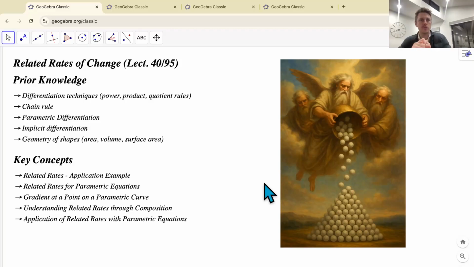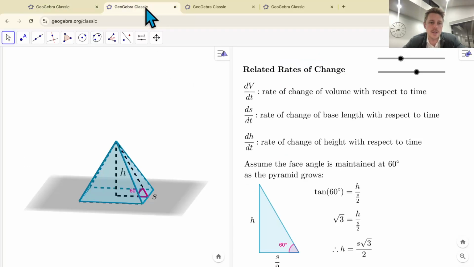how would the volume change with respect to time, and the side length and the height of the pyramid all change with respect to time? We're going to start to relate those concepts together. So hopefully you're up for it. I think it'll be interesting. So let's jump into it and think about that applied example. We're going to look at related rates.